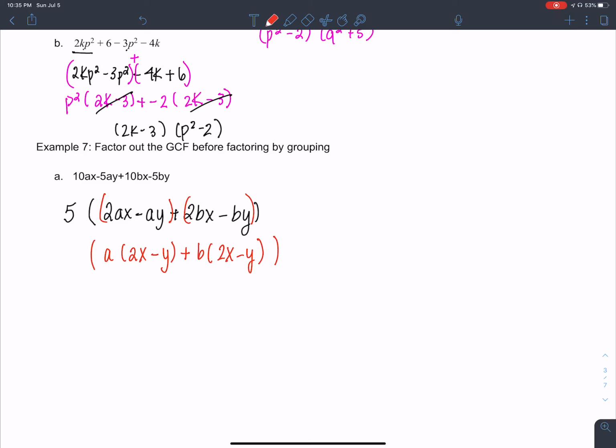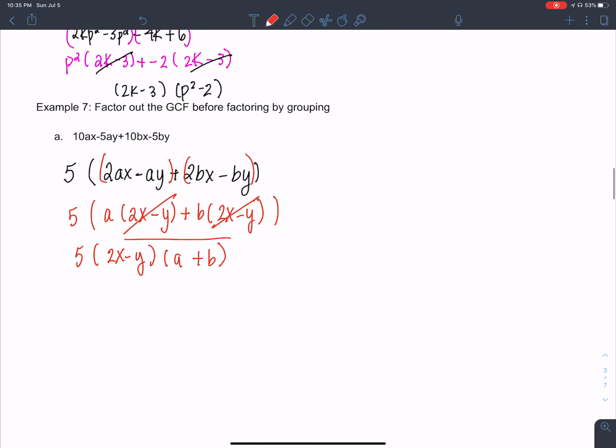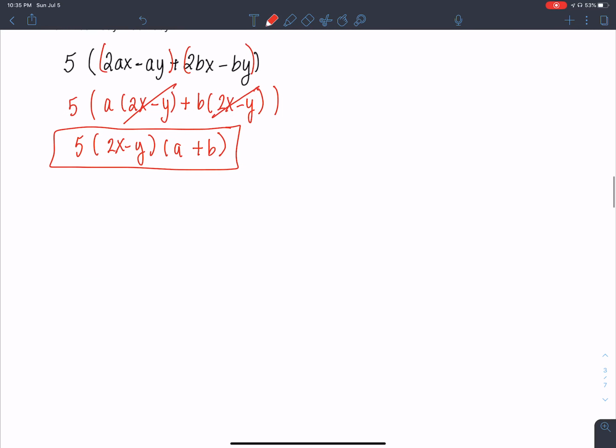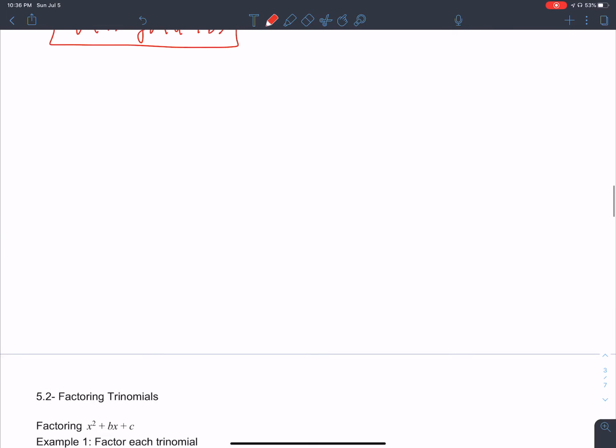The 5, it's like your little sister. Can't leave her outside when you go in the grocery store. 5, 2x minus y. It's my GCF, a plus b. Okay, that's my answer. All right, that's 5-1.